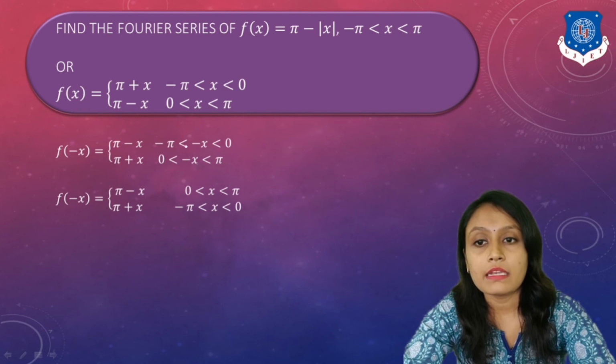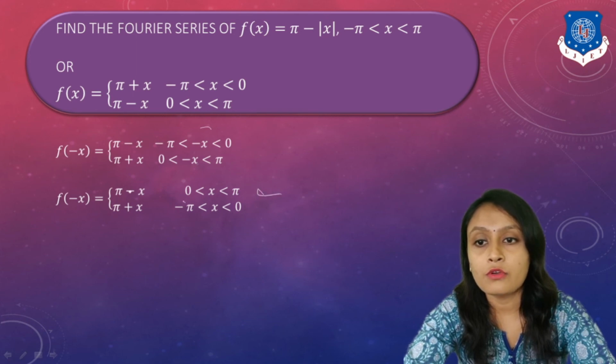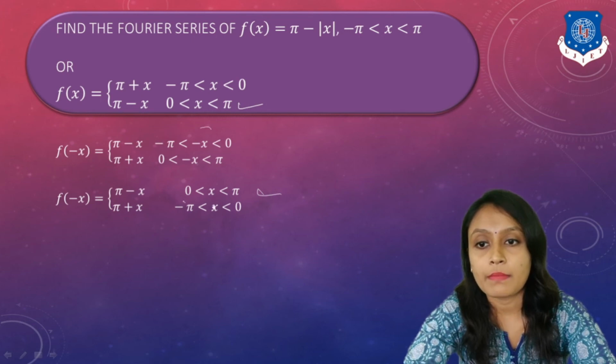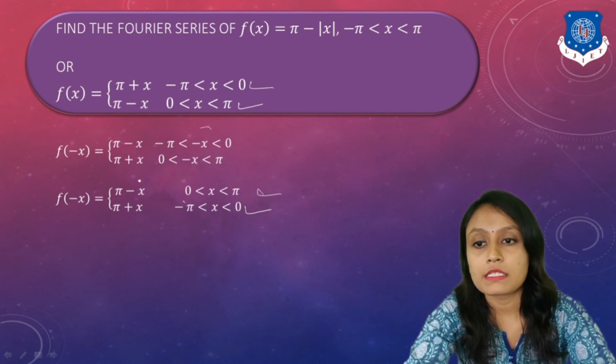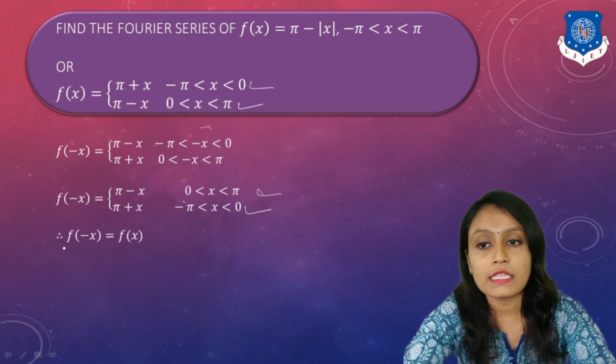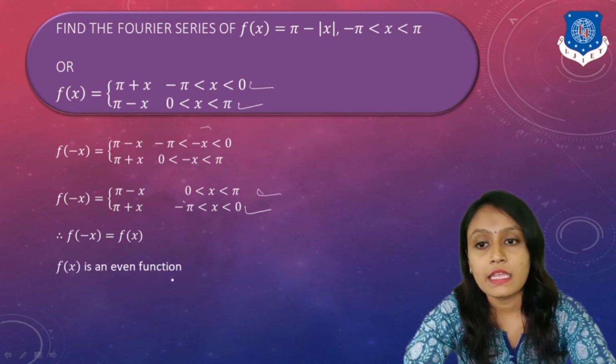So on applying the minus sign, the less than sign will change. On simplifying, you will get 0 less than x less than pi, and here you will get minus pi less than x less than 0. Now you can see that in the interval 0 to pi, the value of the function is pi minus x. So here also in the interval 0 to pi, its value is pi minus x. Then in the interval minus pi to 0, its value is pi plus x. So they both are the same. So we can say that f of minus x is equal to f of x. Therefore the function f of x is an even function.